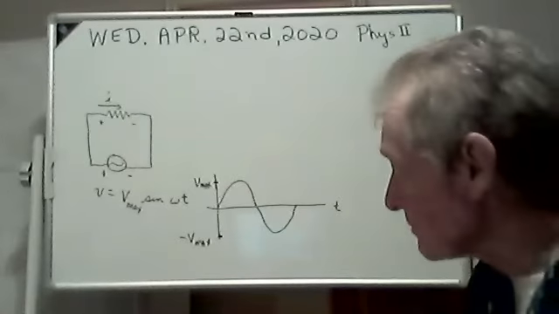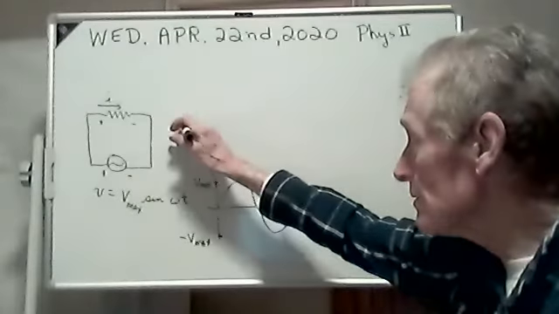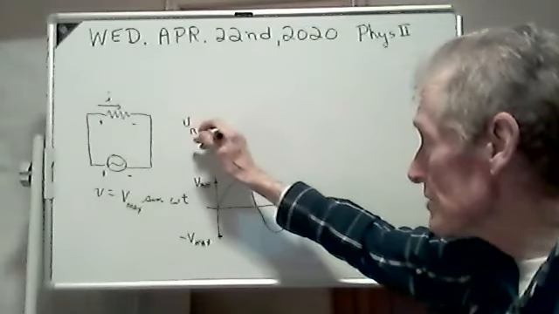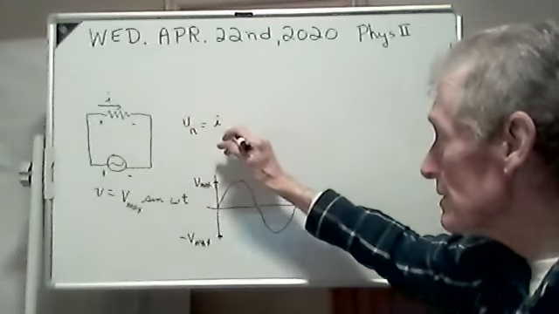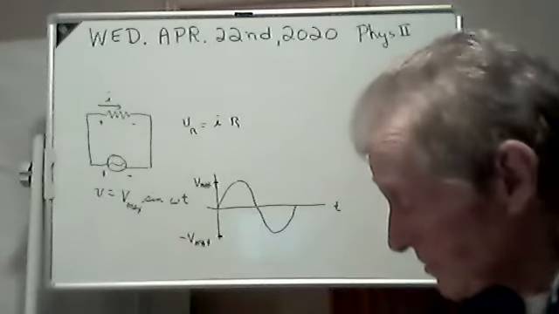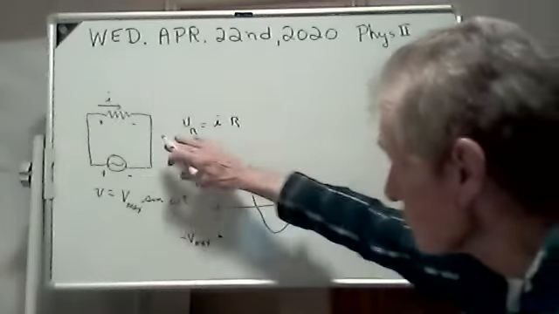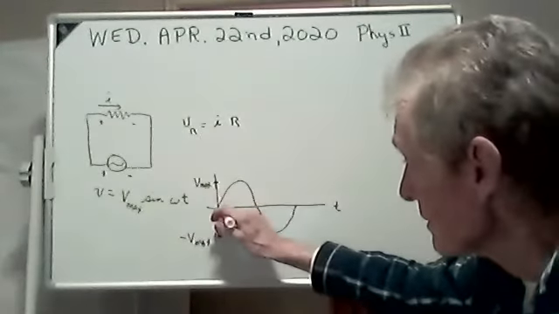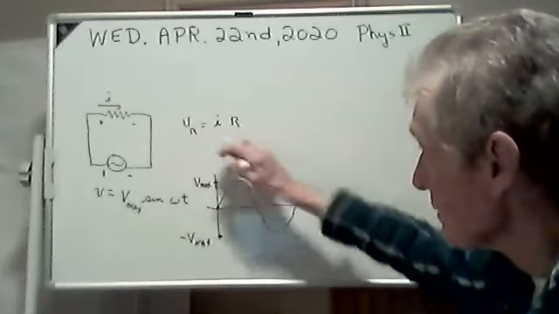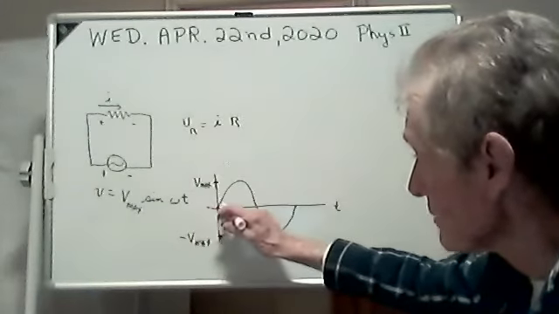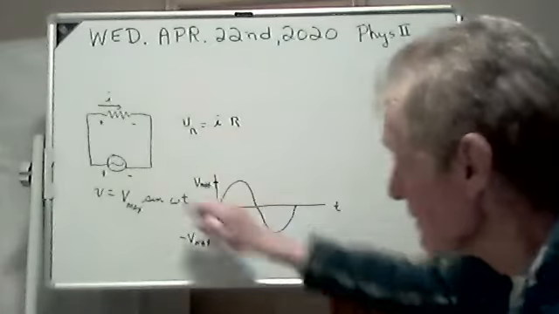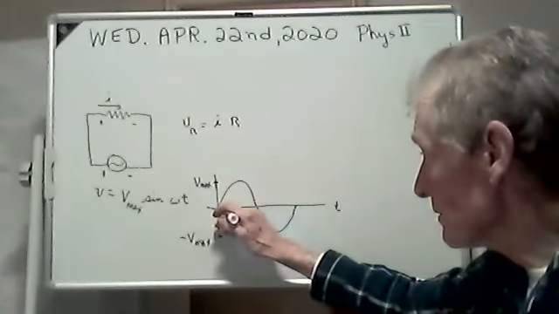The thing about resistors, the voltage in a resistor is equal to the current times the resistance. They're in step. So if the voltage is 0, the current is 0, see? And it'll be maximum when the voltage is maximum. Well, I'll draw it for you. They do this in your book.